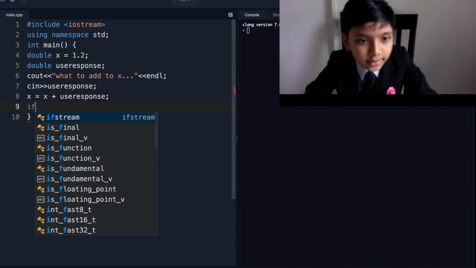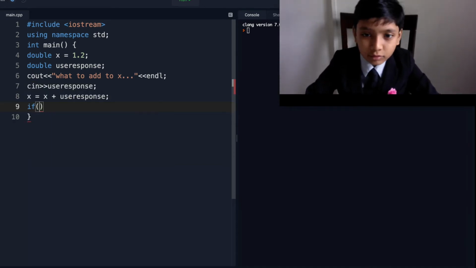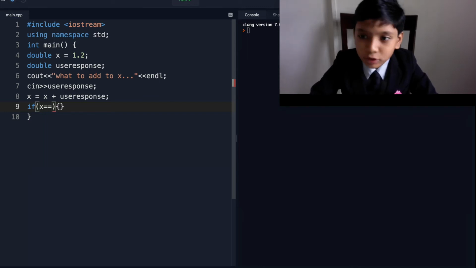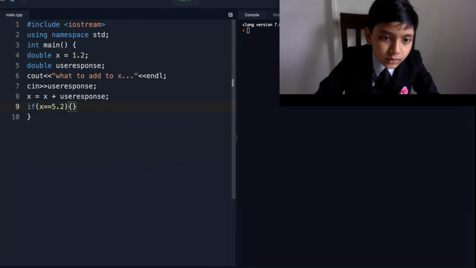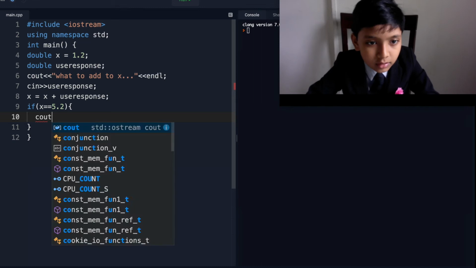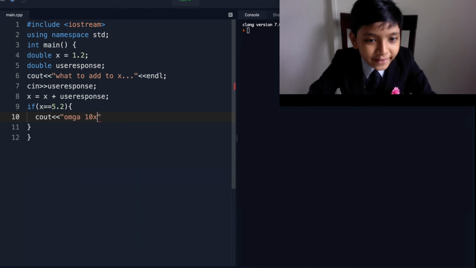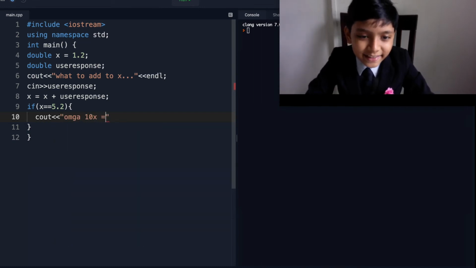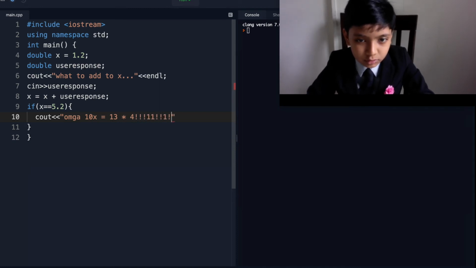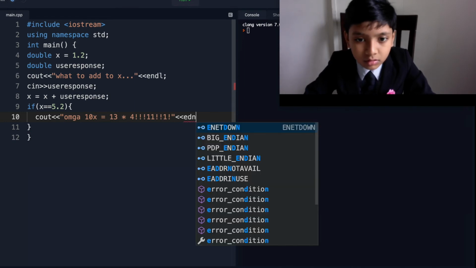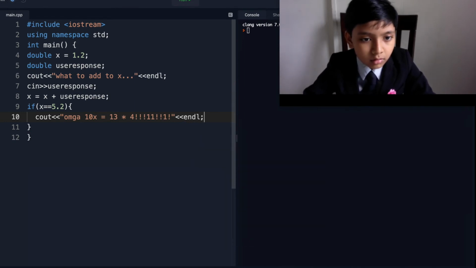Okay. Here's our new thing: if x is double equal to 5.2, then say omega 10x is equal to 13 times 4. So just add some ones there for good measure. Right.